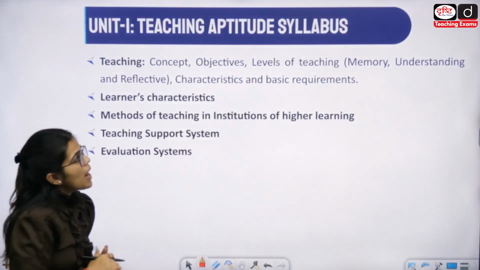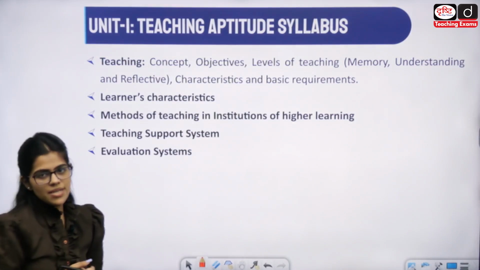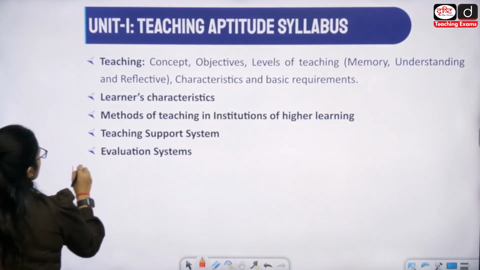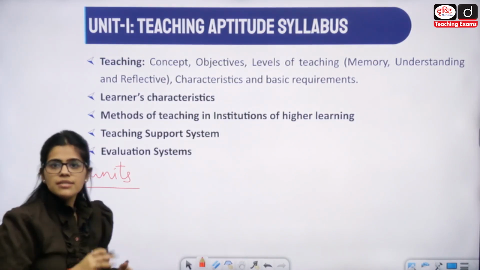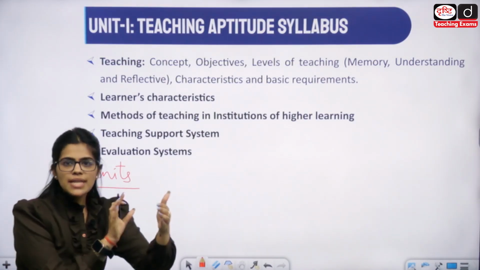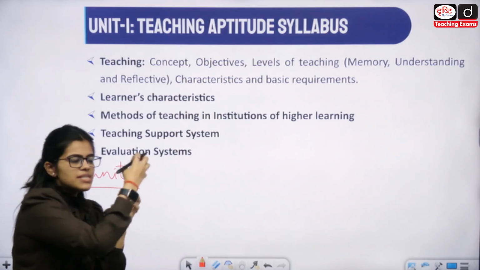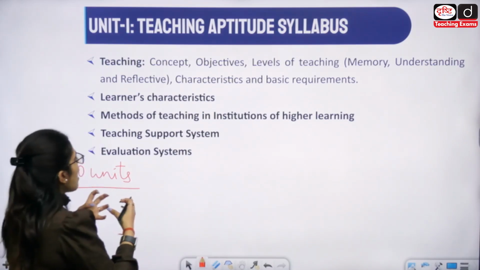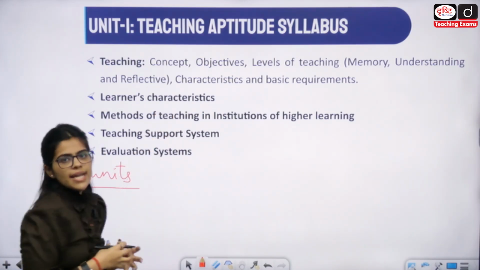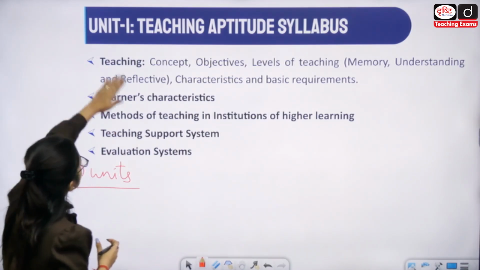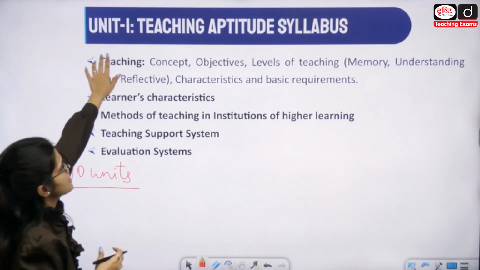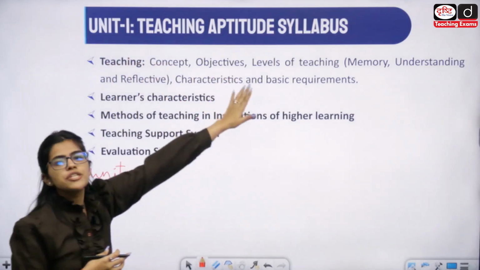Let us talk about the detailed syllabus now. As I told you, there are 10 units in paper 1. We are going to discuss the overview of these 10 units, and then in the classes, of course, we'll study them in greater detail. There are other things inside this, and we will be discussing them one by one. Let us see. First of all, the first unit that we have is teaching aptitude.